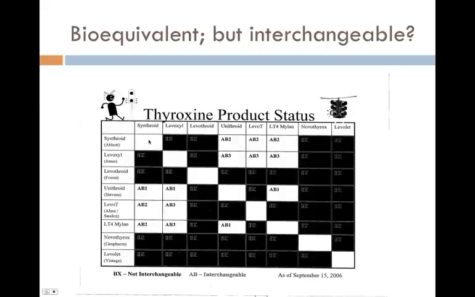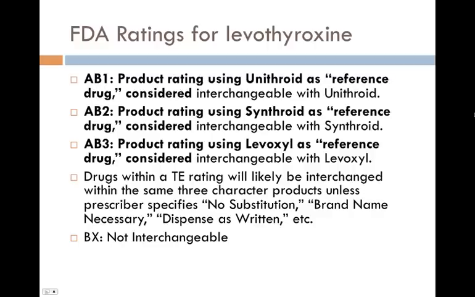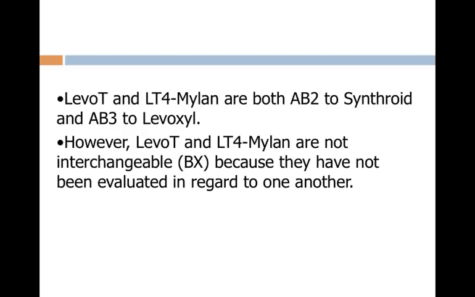So you can see that this is a very complex system that is not very user-friendly for either physicians or pharmacists. So basically this explains it. If it doesn't have an AB rating, then you can't interchange them. So in general, Levo-T and LT4-myelin are both interchangeable with Synthroid and AB3 to Levoxyl. All right.